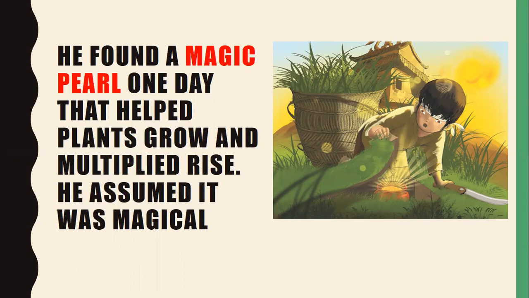But what happened was, as you see on the screen right there, that he opened the soil. That means that he opened the ground. And then when he opened the ground, he found a magic pearl. He thought that the pearl was magical because it was shining, and as well it was helping all the grass that was around it grow.